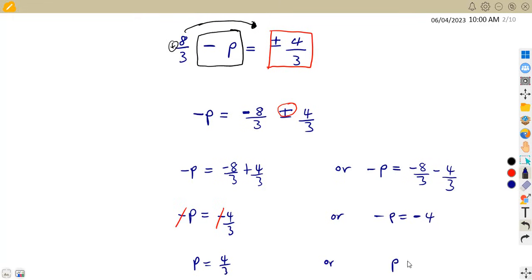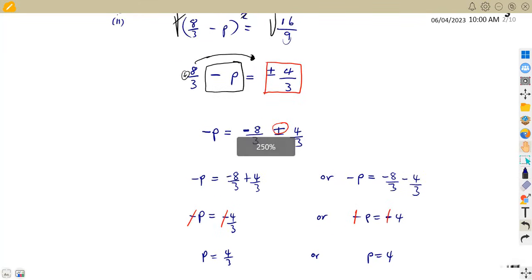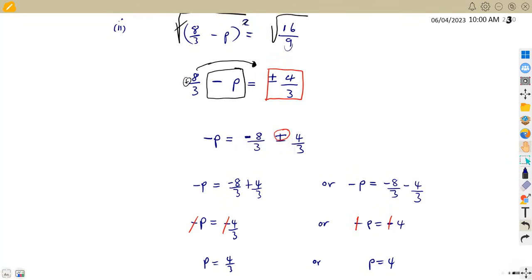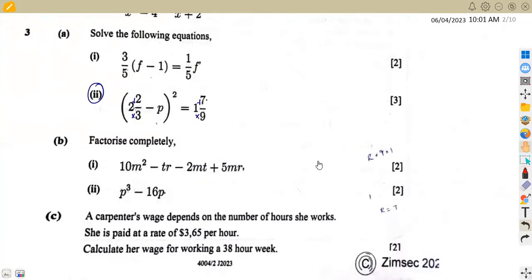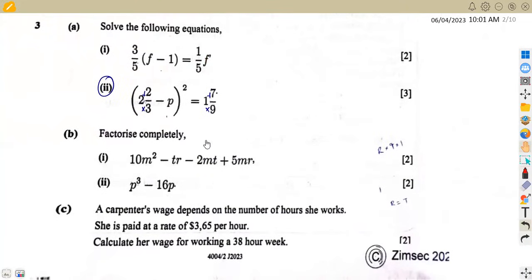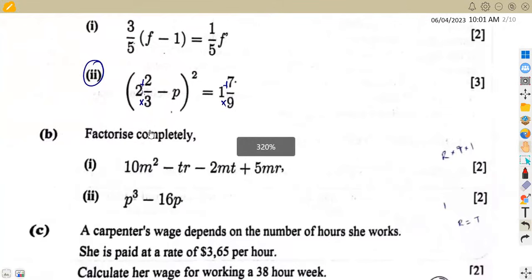Or p is going to be equal to, if we divide by negative, our p is going to be equal to 4. All right, so these were the two possible values of p that we're going to have. P which is equal to 4 over 3, or p which is equal to 4, of which you can write the 4 over 3 as 1 1/3. Still, it's one and the same. All right, so that is how we were supposed to solve this equation on item 2.